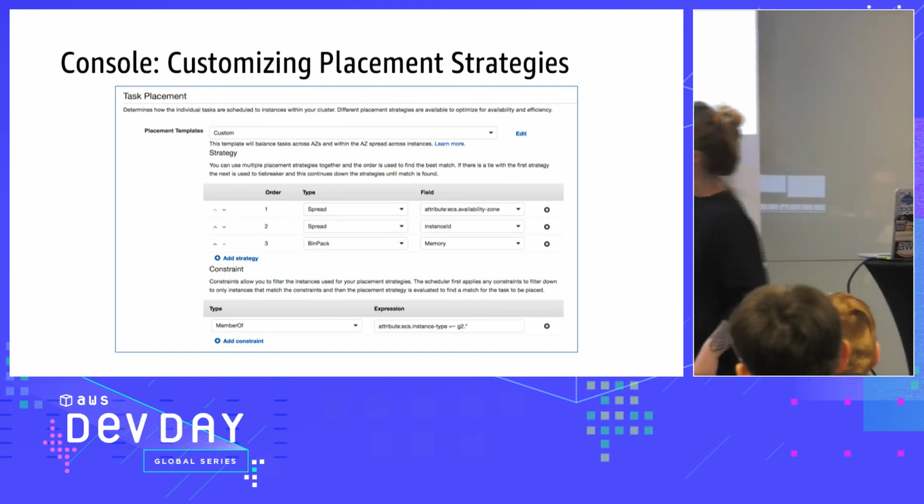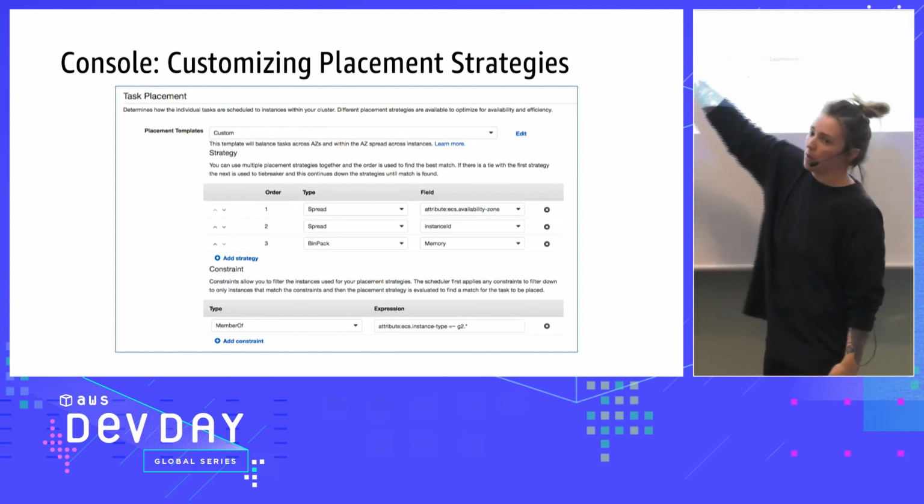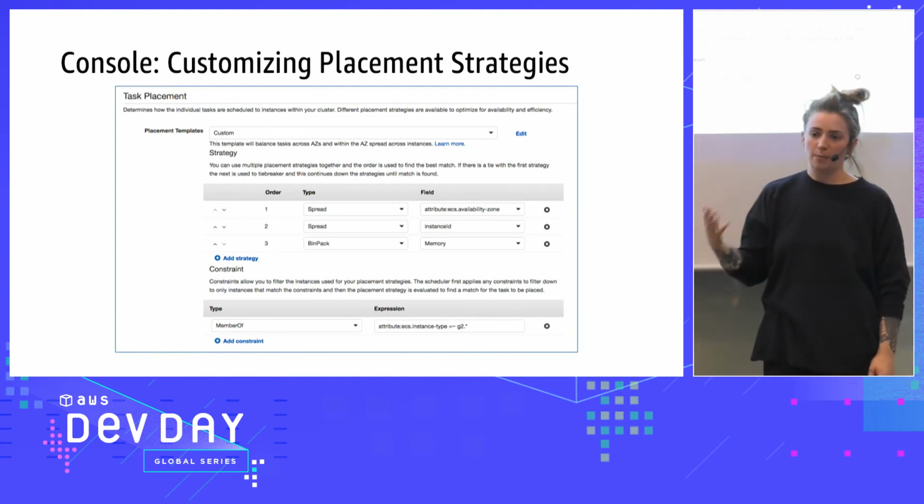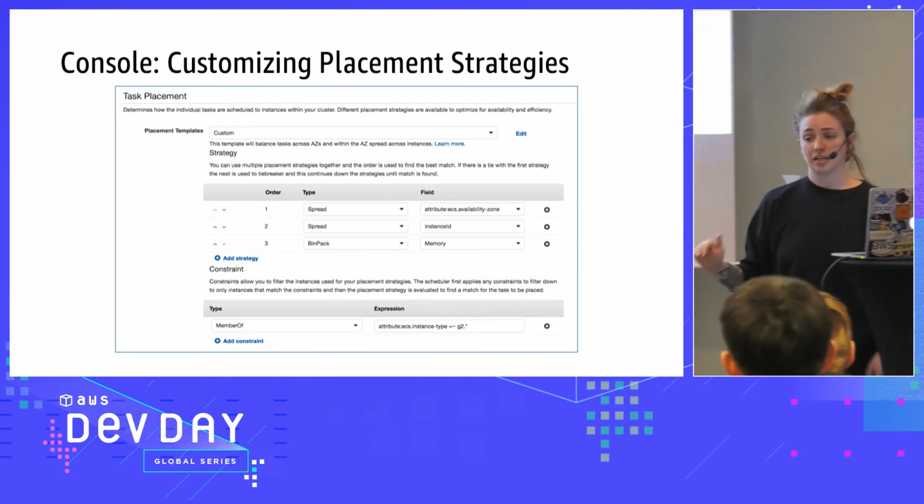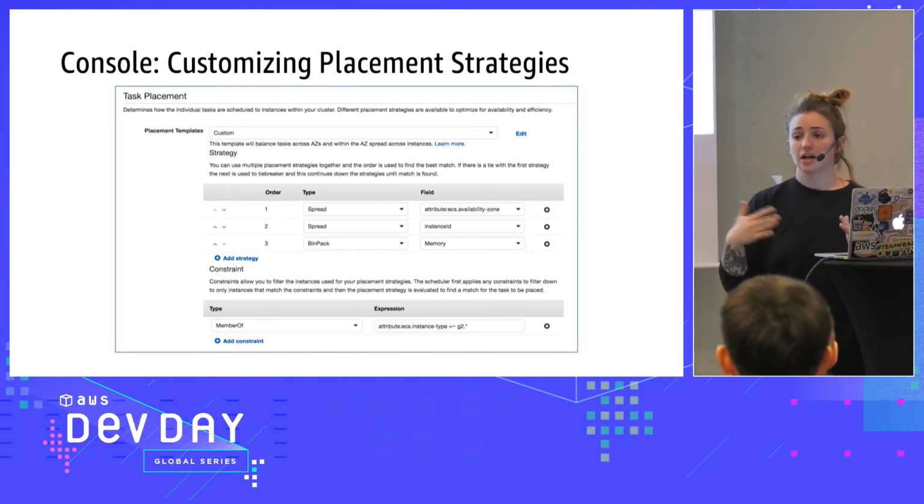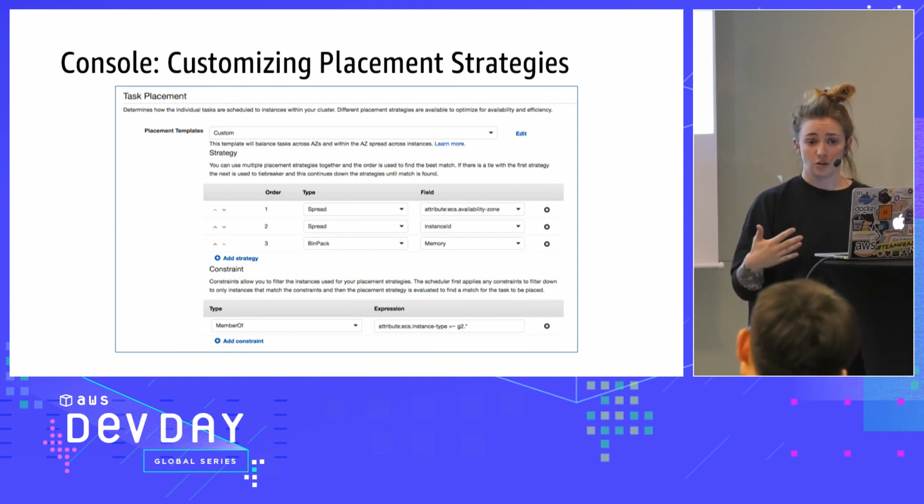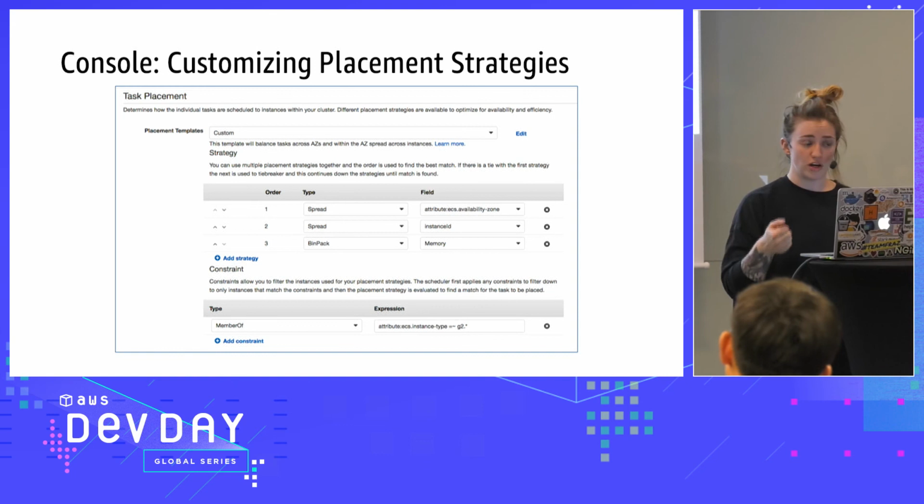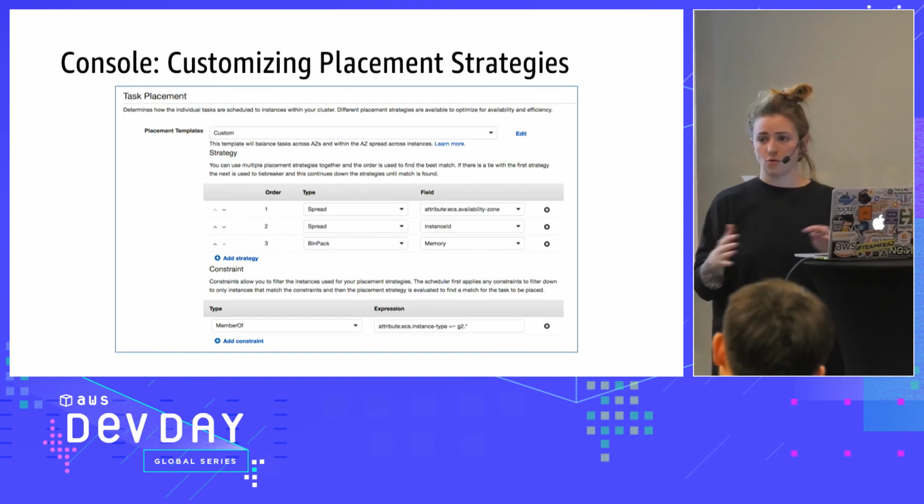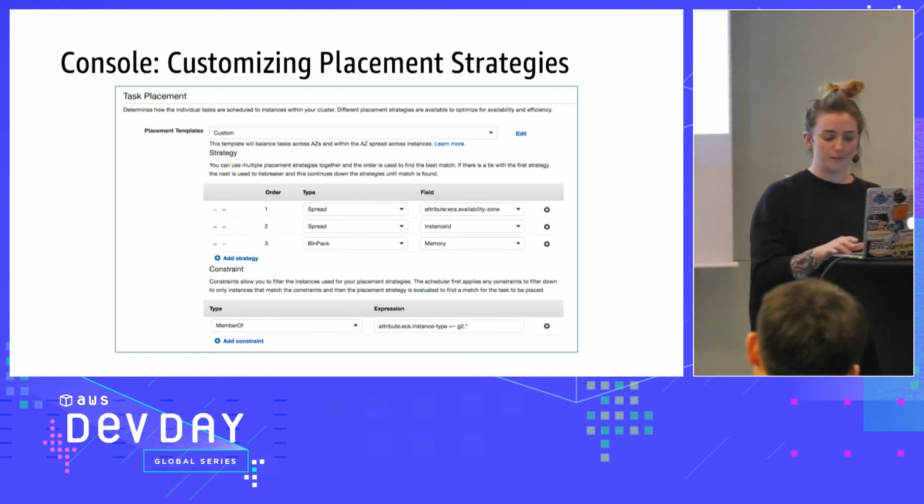So I have the blue add strategy button. So I pick my order of operations, but this stopped at 3. If you want to keep adding them, you definitely can. So you can really customize, make very granular the way that the ECS agent is going to manage and place these tasks for you.